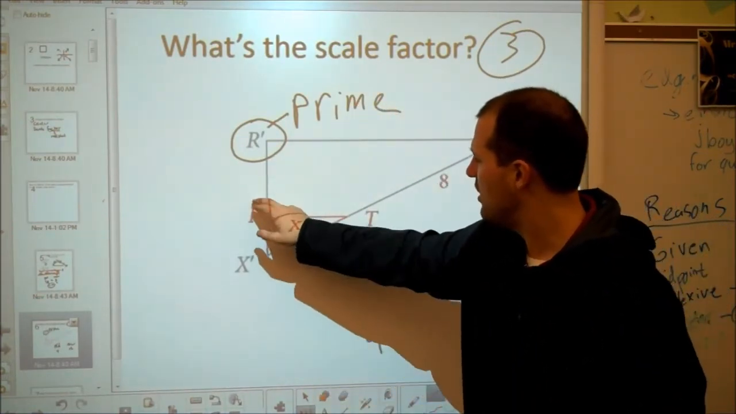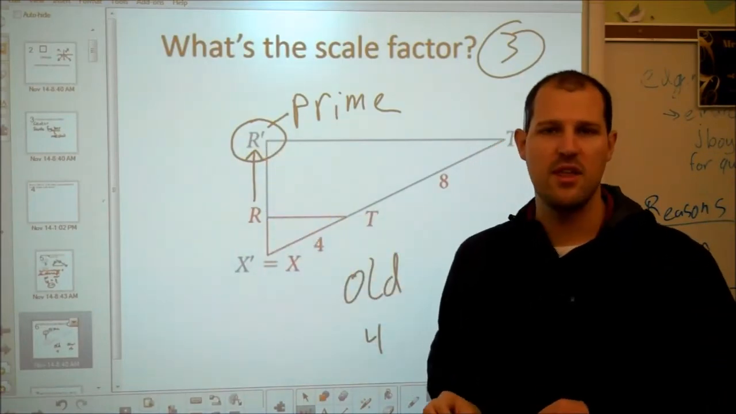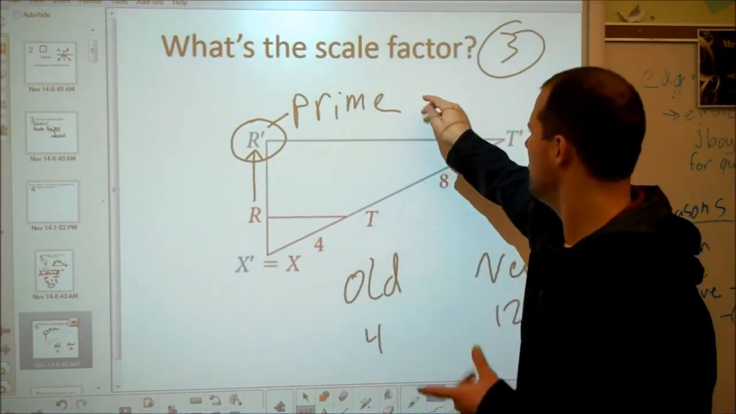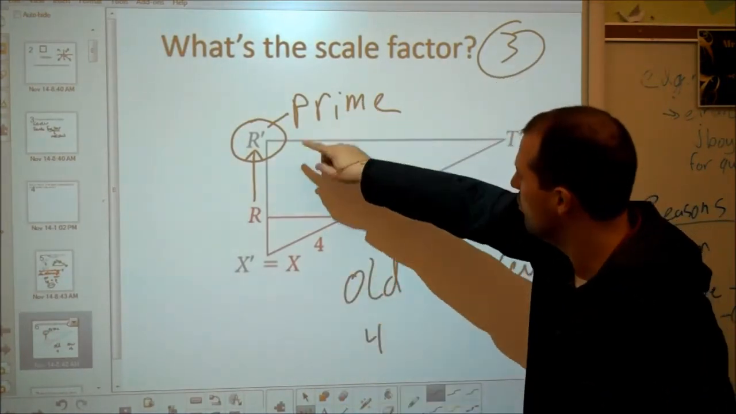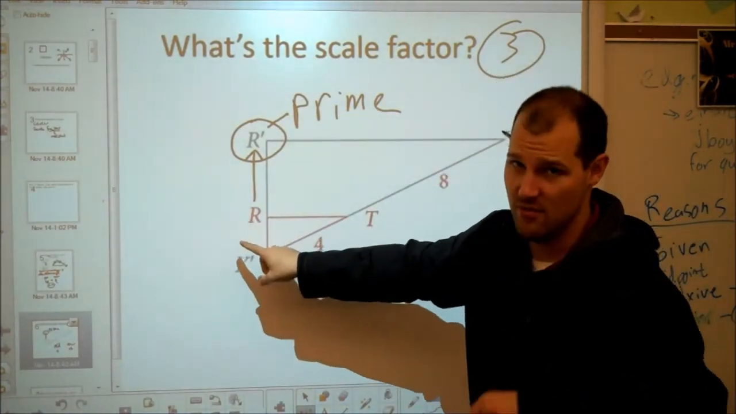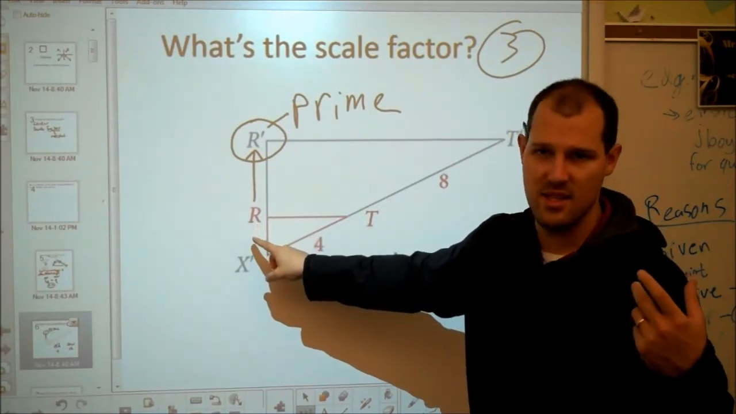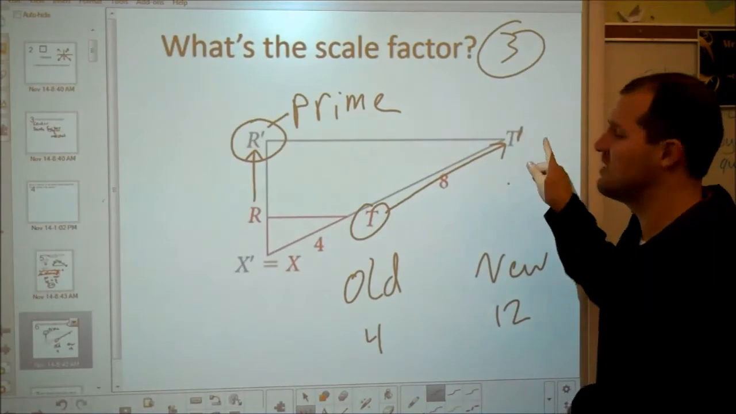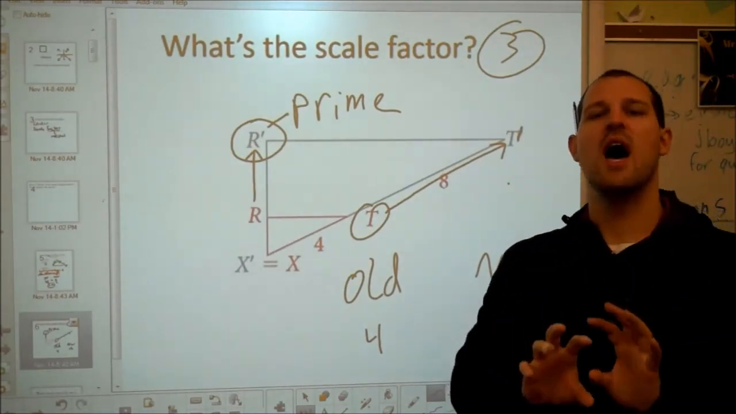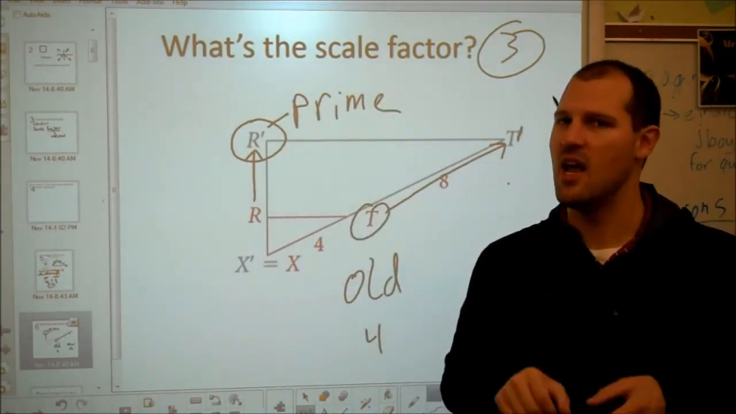So R was right here, R prime is right there, and prime means it's the new point, or they call it the image point. Okay, so that is the new point. The one that does not have the prime, R, that's the old point. Okay, here's T, and then we get T prime. Prime is specifically saying, I'm the new point. I was changed to become here. I was not originally here.